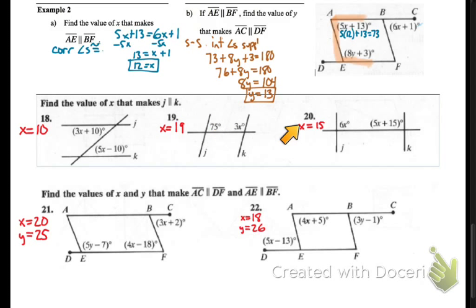These have to be supplementary, same side interiors. These have to be supplementary, same side interiors. These have to be congruent, alternate interiors. These have to be supplementary. So once you solve for x, you use it. Same idea. Alternate interiors, corresponding, congruent, congruent.